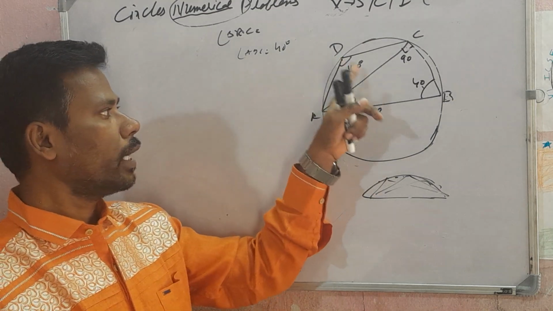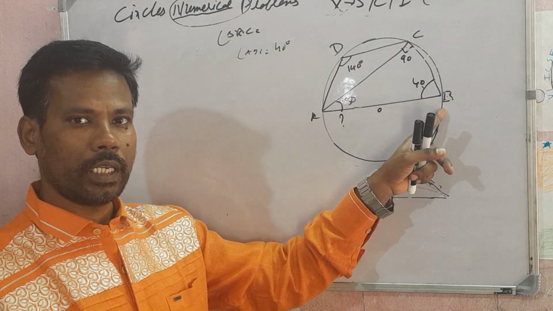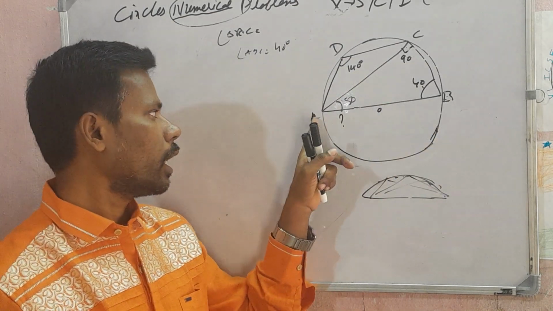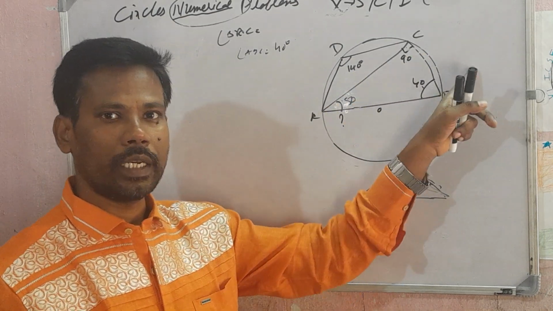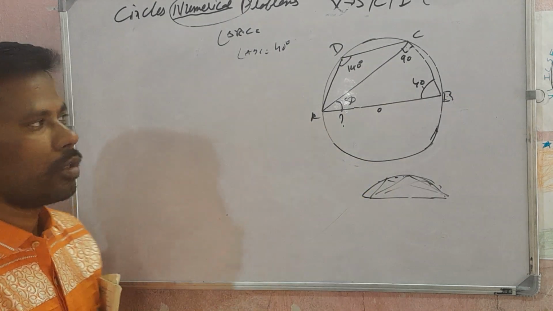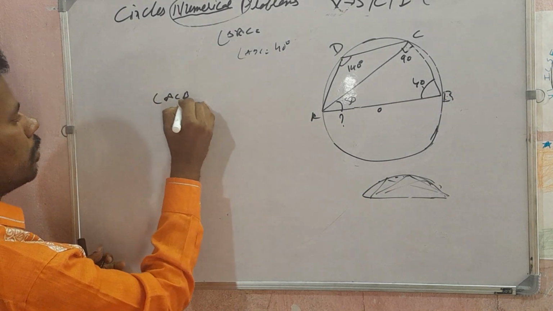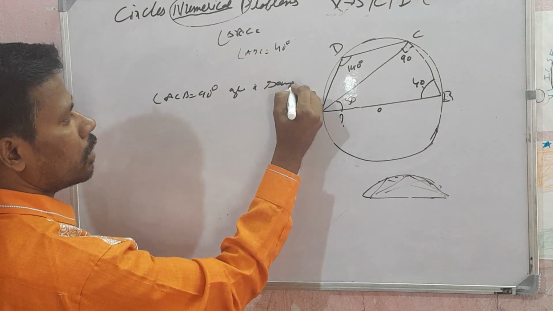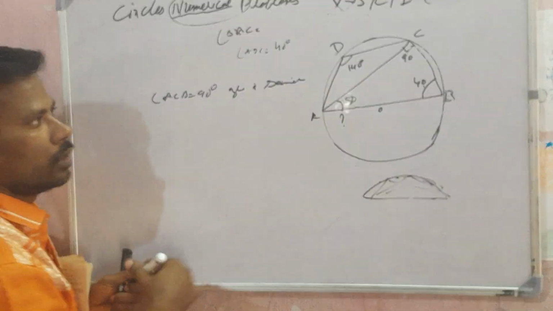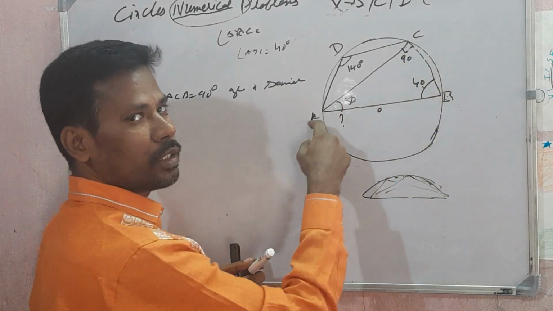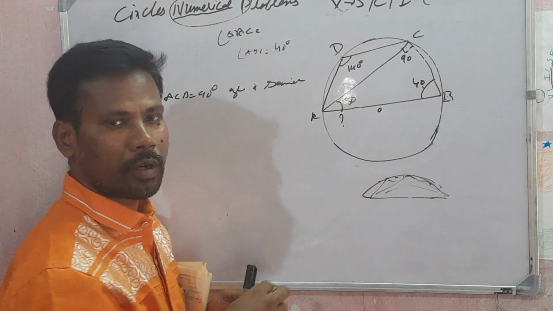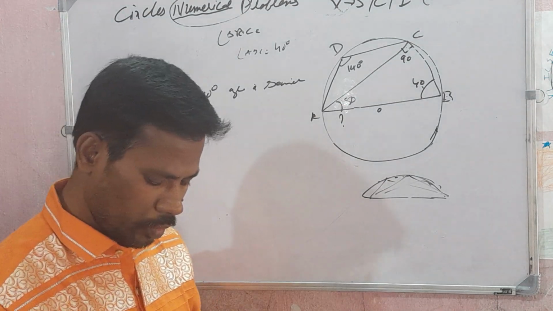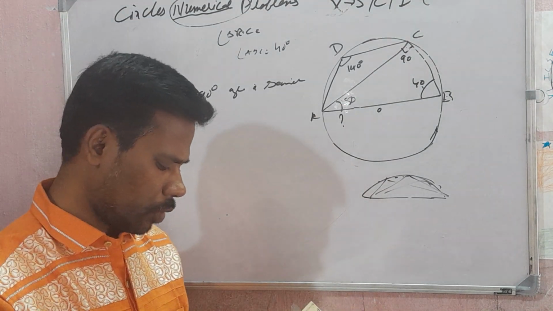How to write? Angle D and angle B is equal to 180, sum of opposite angles of a cyclic quadrilateral is 180. Angle ACB is equal to 90 degrees. Why? Angle in a semicircle is 90 degrees. Right? So therefore, again consider triangle ABC. Sum of the angles of a triangle is 180. So already it is 90, 40. So that means this will be 50. Next one.